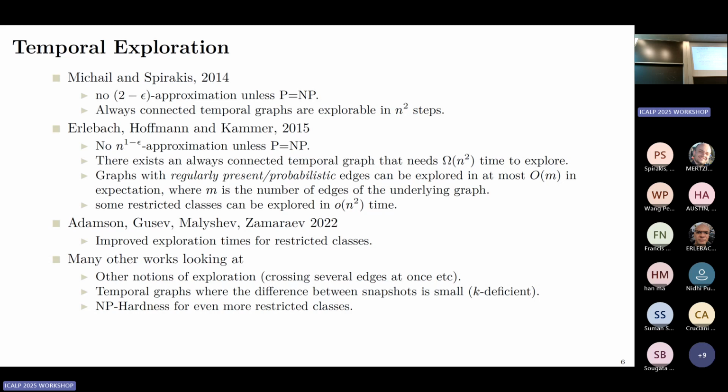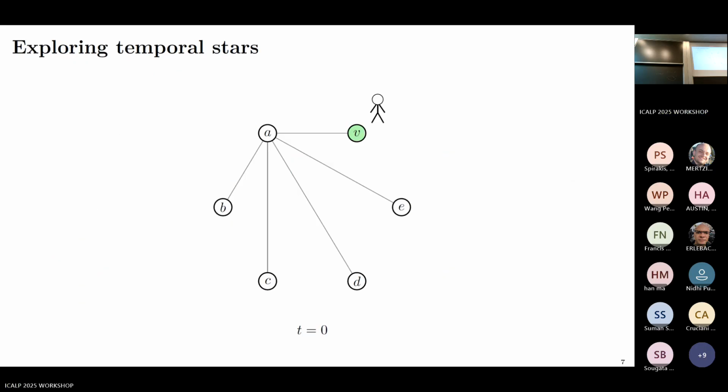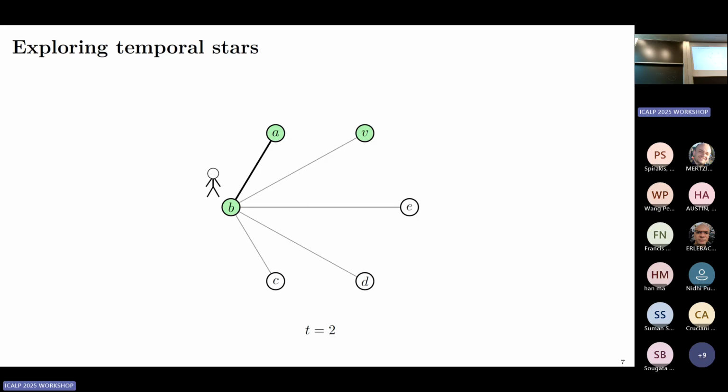And for this, I first want to go through an example of what the adversary can do to make this problem hard, by showing you this n-squared lower bound. Again, we want to explore this graph. We start at vertex V. In the first snapshot, we can just go to A. Then in the next one, the graph changes. This example might be familiar because it was on the slides in the previous talk. We have a star, which started at A, and now is at B.